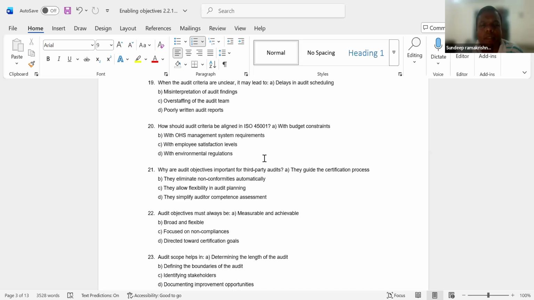Do all of you agree? Why is it not A, sir? First, the criteria will tell you what is conformity and what is non-conformity. That is what criteria will tell you. So if the criteria is not clear, then whatever you state as your finding, the person will interpret it in some other way.